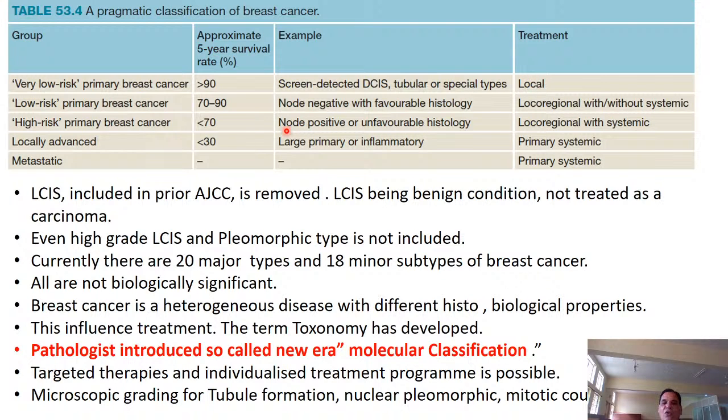Okay. For this low risk, nodal negative, that means the axillary nodes are negative for malignant changes, favorable. The treatment is loco-regional excision with or without systemic. Node positive status, loco-regional with systemic management. Large primary or inflammatory, that means advanced malignancy. There, the primary management is systemic management. Surgery has got a second role.